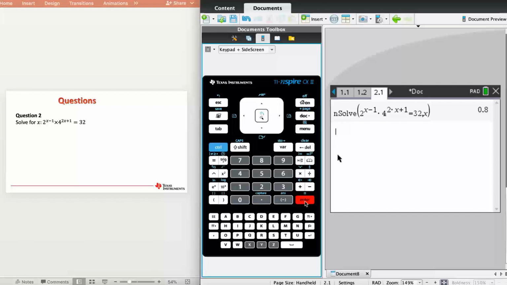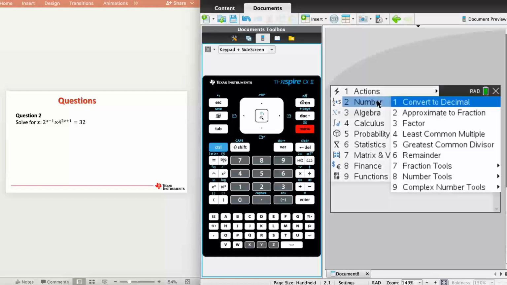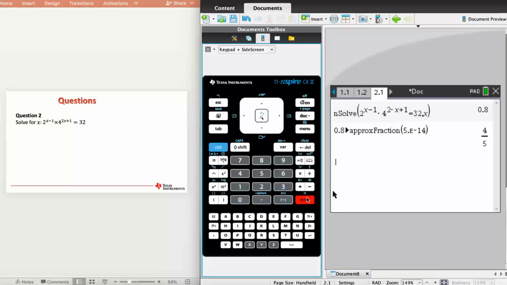Now, maybe in this particular question, I'd like to express this as a proper fraction, not as a decimal. So in order to do that, let's approximate that answer to a proper fraction. We can see it's 8 out of 10, but it won't always be easy to estimate or calculate what the fraction is. So menu, number, approximate to fraction, and it should give me the answer 4 thirds. There we go.